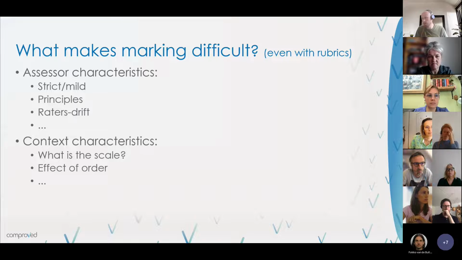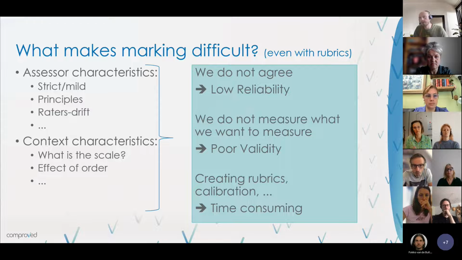If you start rating 20 or 30 papers, then you're a different person at the end of the session, so you will rate differently than at the start. There is evidence that if we change the order of the papers, then the grades will also change. So there is a lot of evidence to state that marking is difficult, that it leads to poor inter-rater reliability, that you can ask questions about the validity, and that it is time consuming.